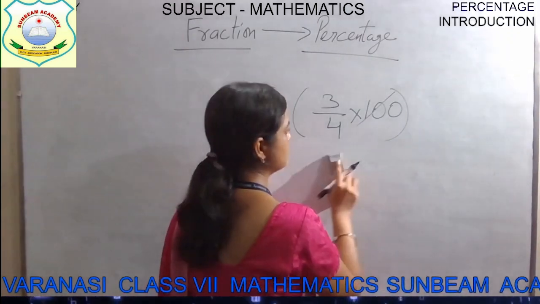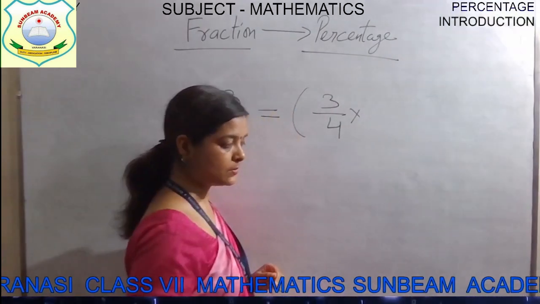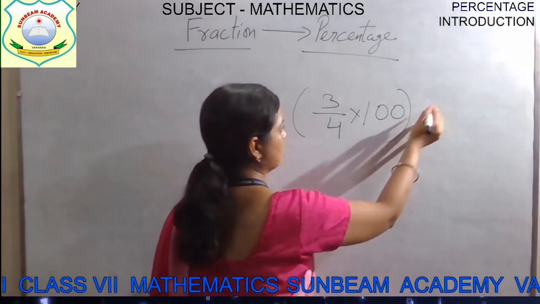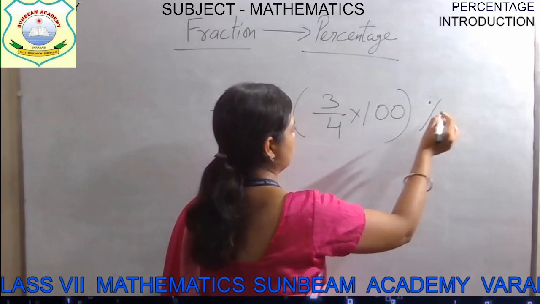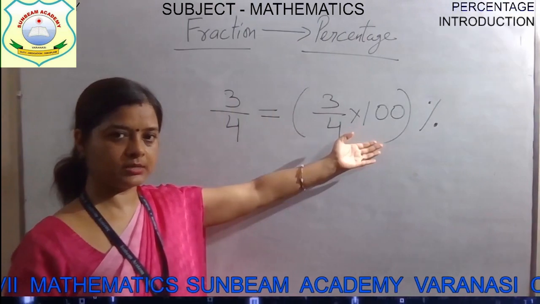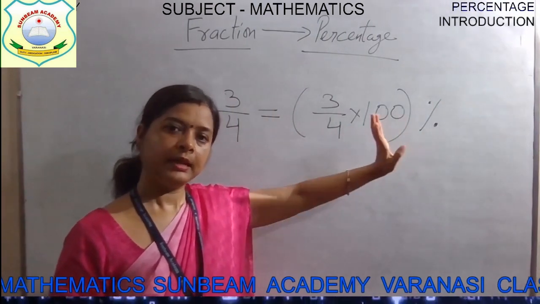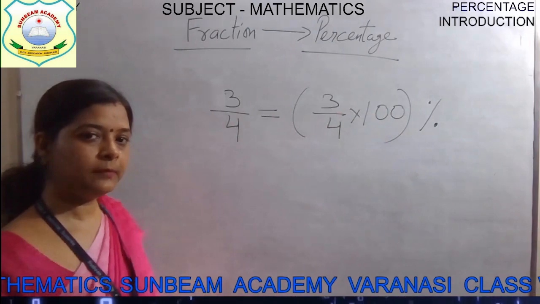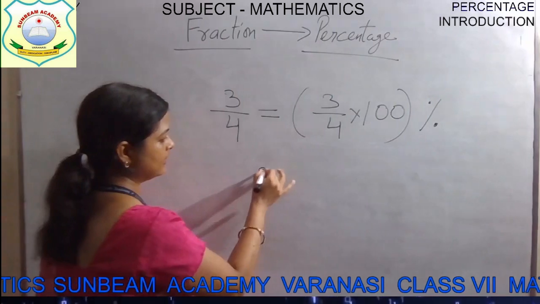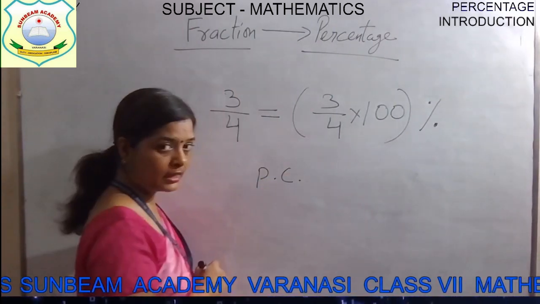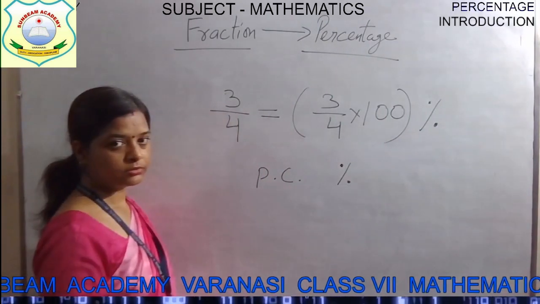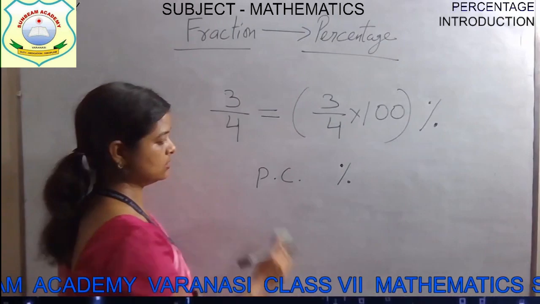So I will not do this, children, I am going to explain it. That's why I have written that 100 and just put the percentage sign. If you put the percentage sign, it means this value is out of 100. Wherever you find this percentage sign, it means the value is out of 100. You can write it as P.C. or percentage, or you can write the symbol. So these two things represent the percentage.